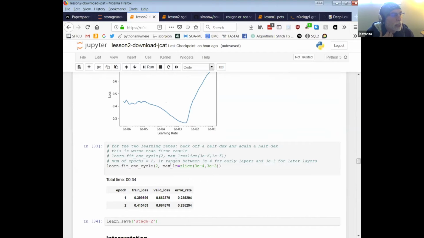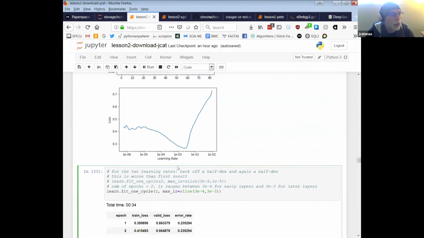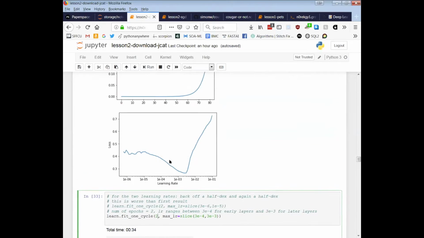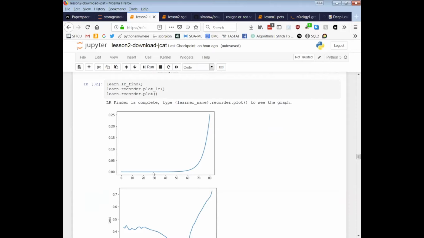Okay, and then he has this special command learn.fit one cycle, and this number 2 is actually the number of epochs that you want to do. This is the number of times you're going to go through the data. Yeah, I think that's the plot of the learning rate itself over time, over the batches, how it's going to increase over the different batches.